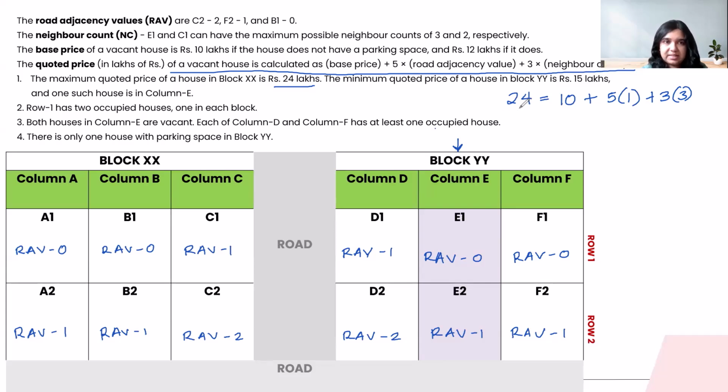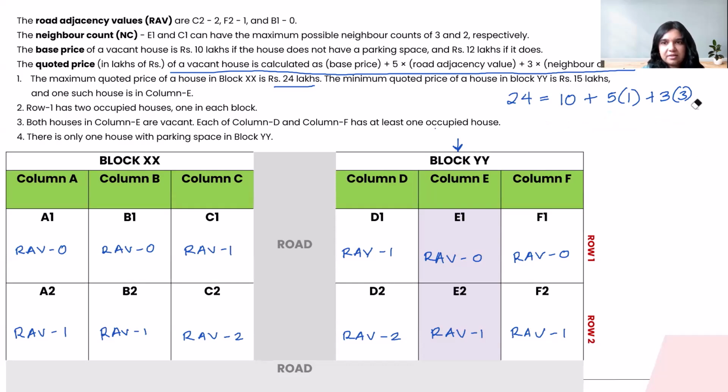This is one possibility that B2 could be the flat, which is priced at rupees 24 lakhs. Is there any other possibility that I can make a 24 with? What if I take an RAV of 2? So if I take 10 plus 5 times 2, it gives me a 22. And then I cannot have anything else that can give me a 24. So the first one is the only possibility if I take 10. That means if I take a flat which is without the parking space.